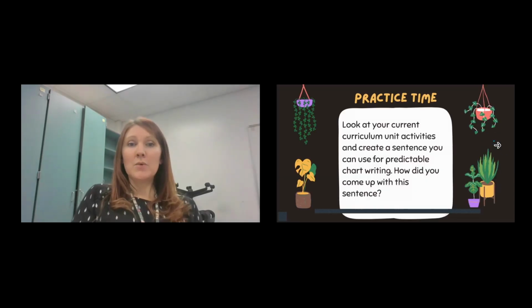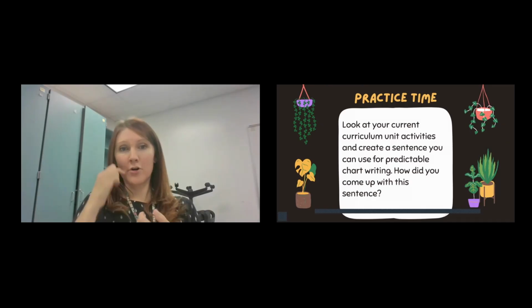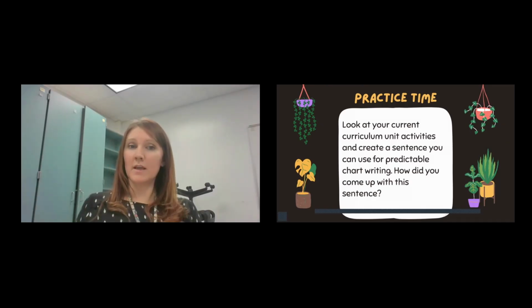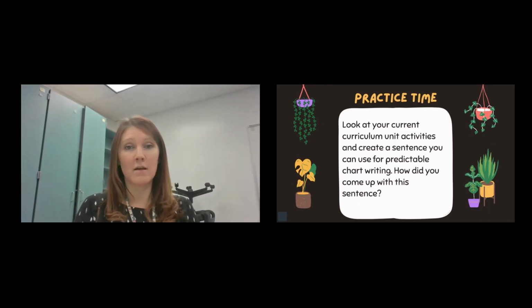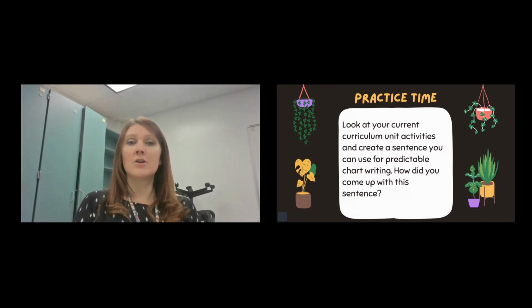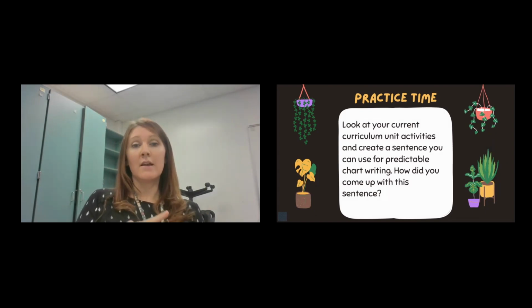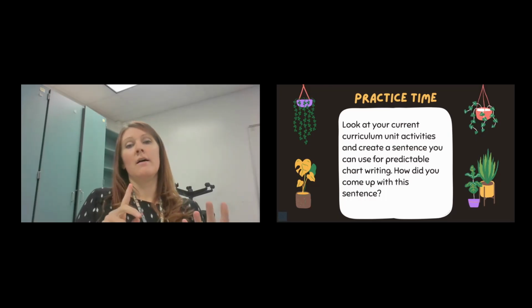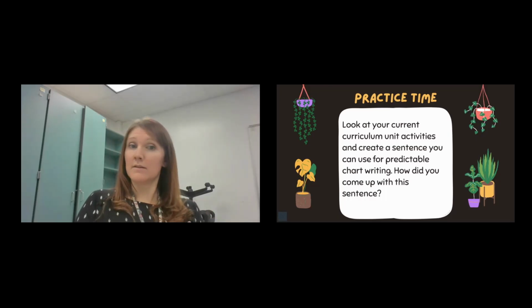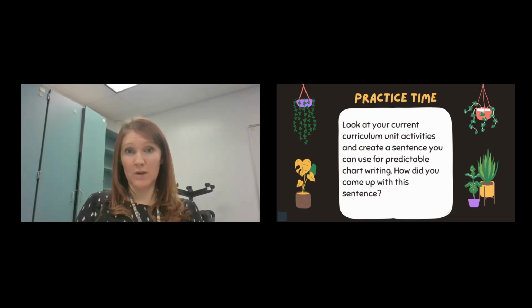So now I want you to look at whatever the current curriculum unit is for either unique, if that's something that you're using, or early childhood and using a different curriculum, but whatever your activities are for that curriculum, and think about a sentence that you could use for predictable chart writing. Look at the high frequency words, think of the core words that show up in the activities that you're doing. Look at, again, unique. Is the sentence scramble sentence good? And we don't have to start from scratch. We can just use that one.